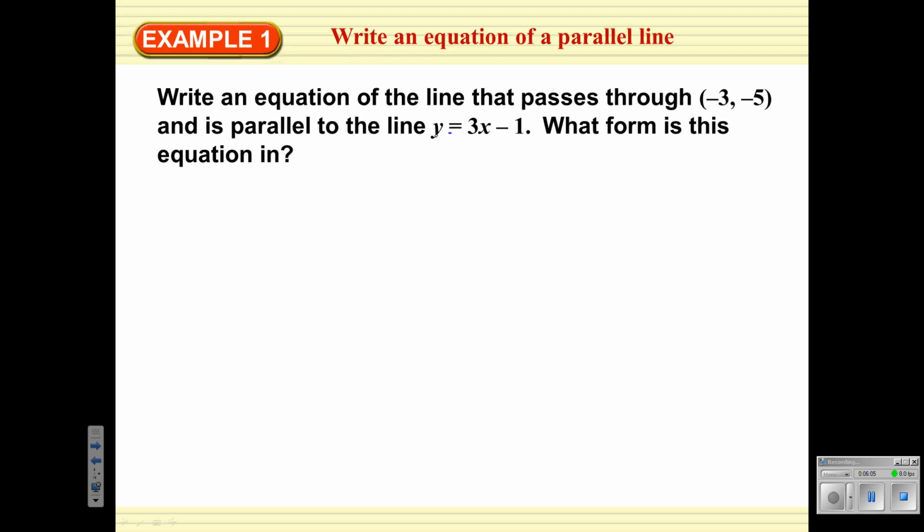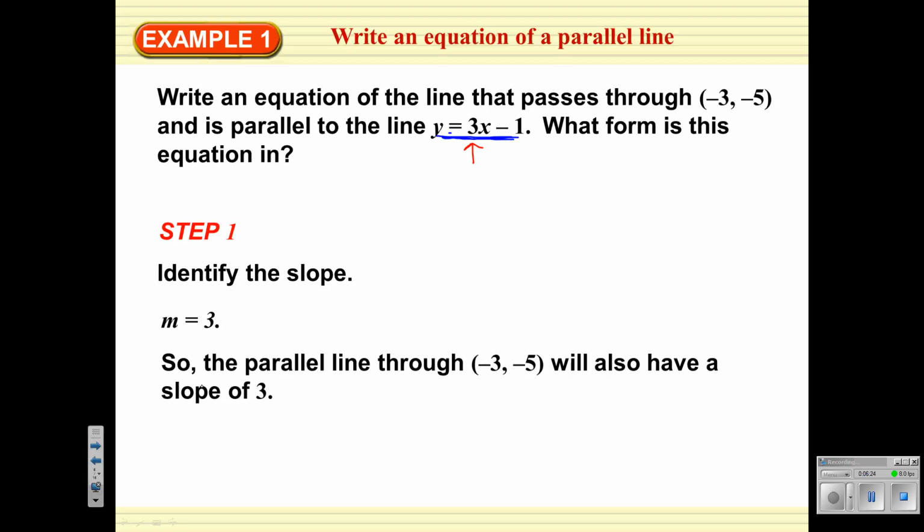And then think about what form this equation is in. This equation is in slope-intercept form, so we know the slope immediately. The slope is the number right in front of x because we're in slope-intercept. So identify the slope, and the slope is 3. So the parallel line through (-3, -5) will also have a slope of 3 because we want parallel lines, so same slope. Now we know the slope of our parallel line through this point.